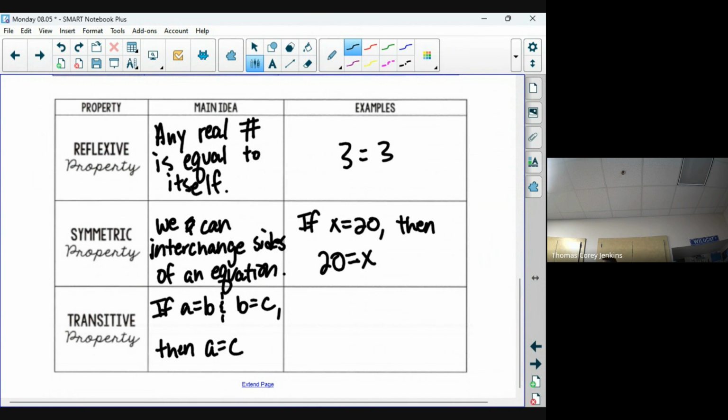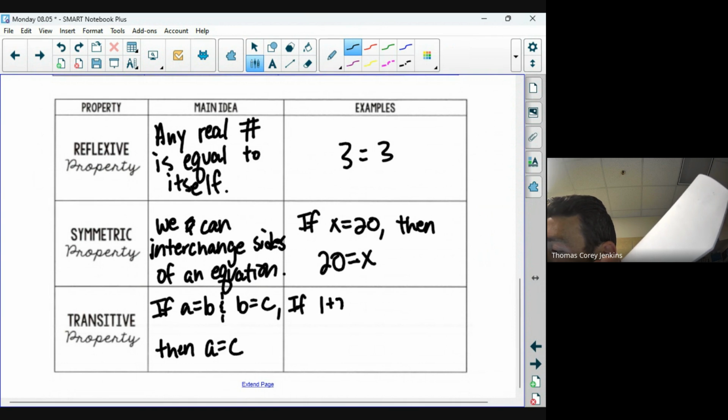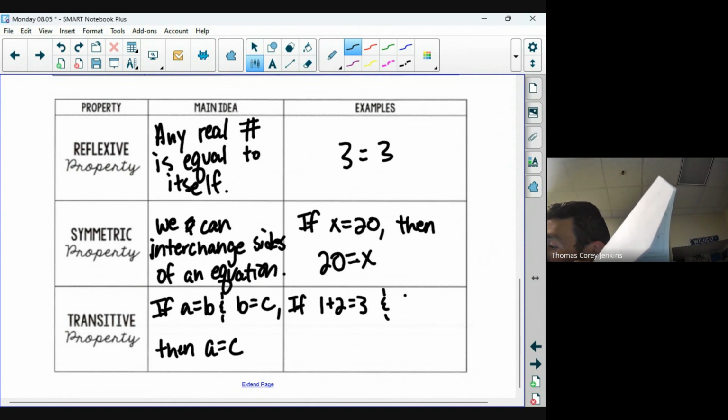I'll give you an example. Or maybe we'll come up with one together. I'm going to give you a simple equation that's obviously true. So let's say 1 plus 2 equals 3, and 3 is also equal to, let's see if anybody can help me come up with another way to make 3. Let's use subtraction. What's a subtraction expression that's equal to 3? 6 minus 3. So everybody agrees 6 minus 3 is 3. So 3 is equal to 6 minus 3.